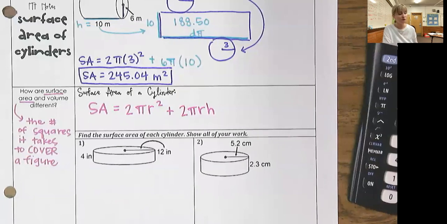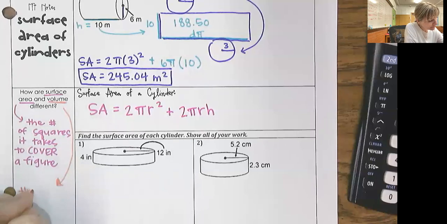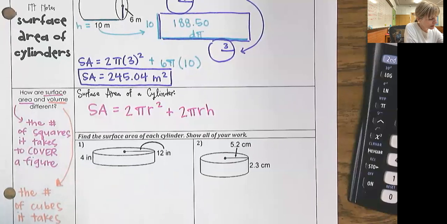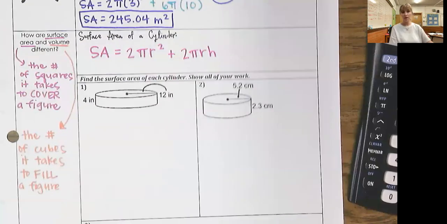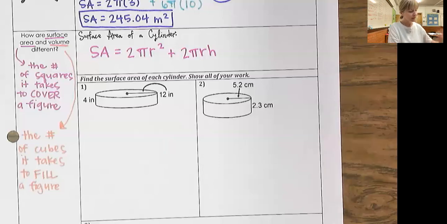But surface area is the number of squares it takes to cover a figure versus volume. Volume is an entirely different thing. Volume is the number of cubes it takes to fill a figure. And if you don't fully understand that one yet, you will, okay? But understand that that's the difference. We're even going to write that again later. But surface area is the number of squares it takes to cover the figure. That's what we're working on right now, where volume is the number of cubes it takes to fill a figure. That's different. Okay, let's practice surface area of a cylinder.